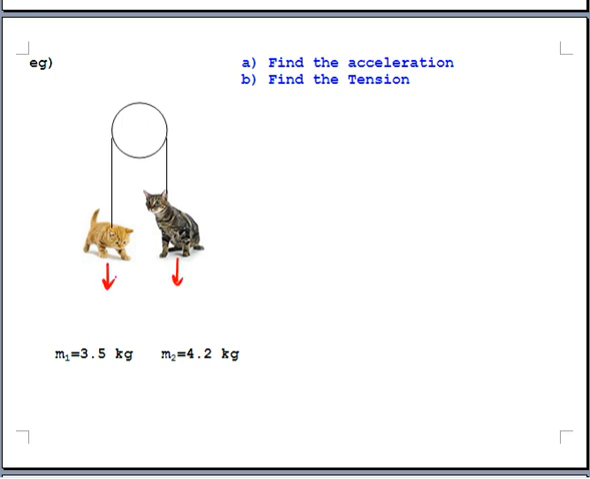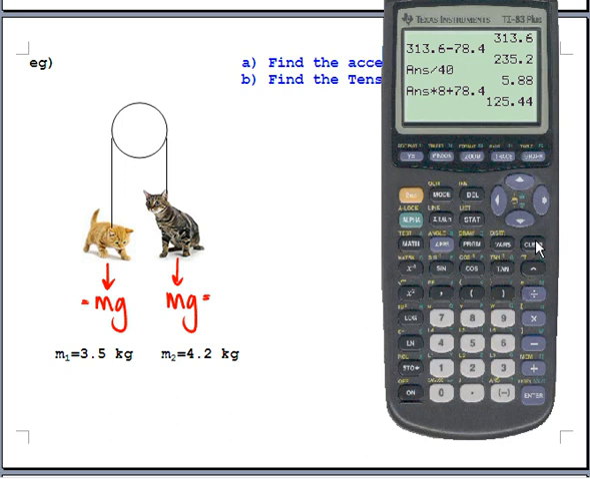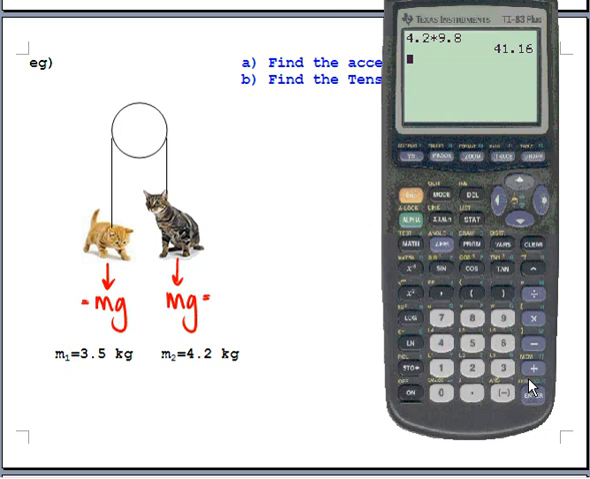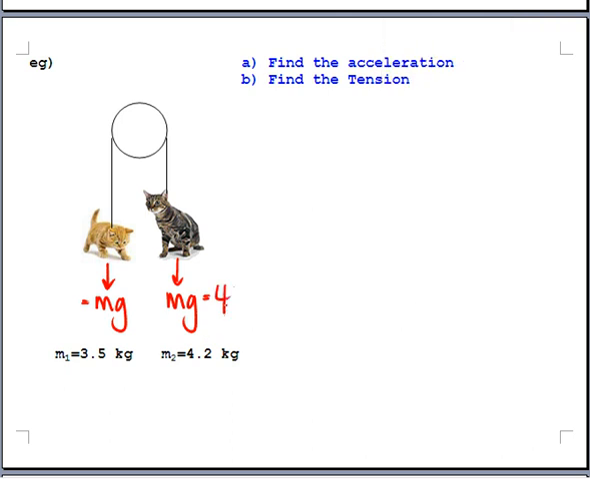We've got the force of gravity acting on both of these cats. One a little bit bigger, one a little bit smaller. So we'll probably get a smaller acceleration out of this one. So there's the big cat force of gravity. Oops. The small cat force of gravity right there. So 41.16 and 34.3.